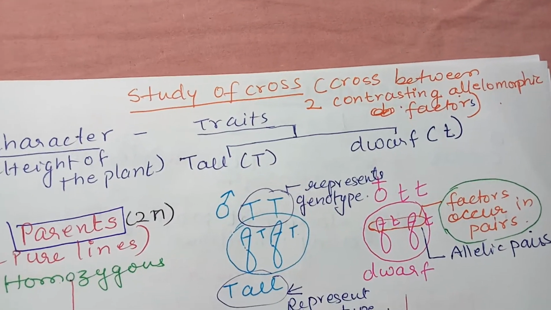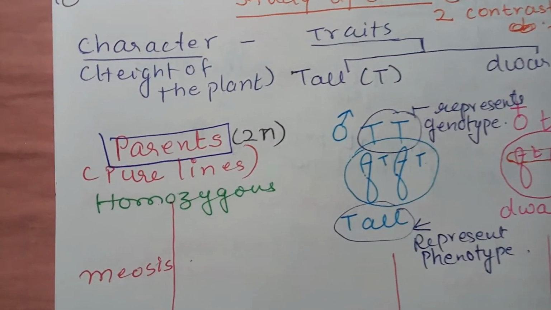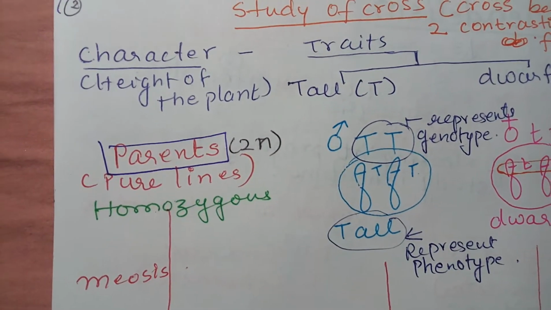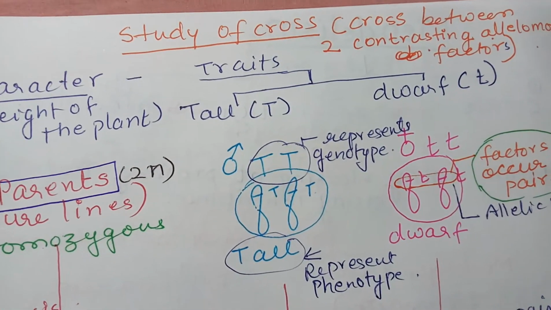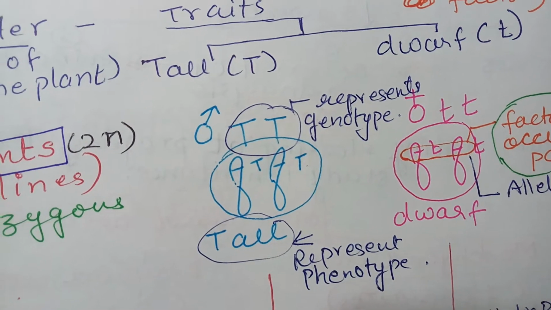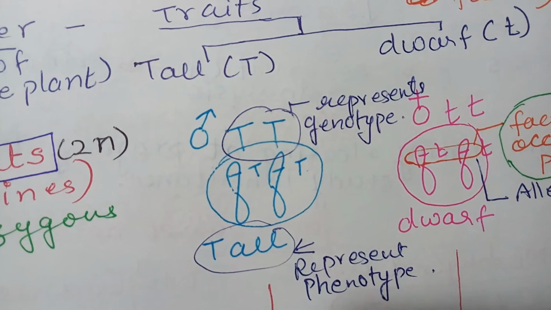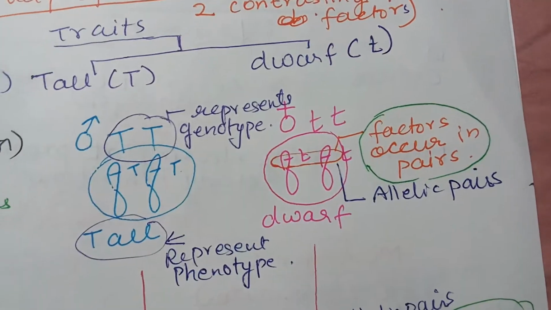Mendel started the cross with pure lines. We have already discussed what pure lines are. So parents are always pure lines. This is how he started the cross. So pure tall, that is homozygous tall, will be one of the parents, maybe male or female, but here I have considered male. Similarly, pure dwarf is the female.